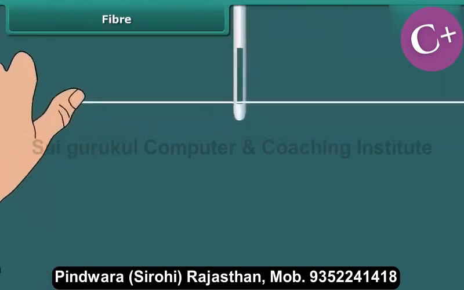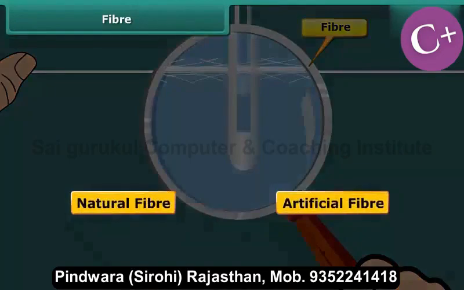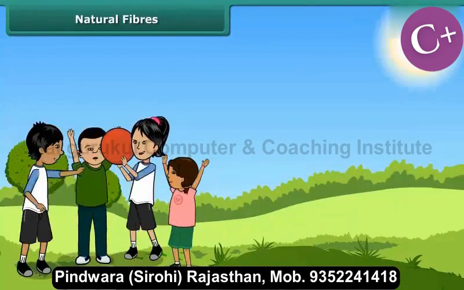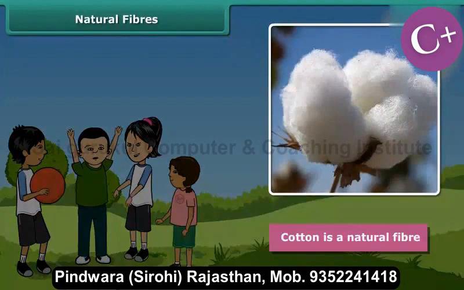You can see that the yarn splits into thin strands. These thin strands are fibers. Fibers can be both natural or artificial. You feel so comfortable when you wear cotton clothes in summer. Cotton is a natural fiber.